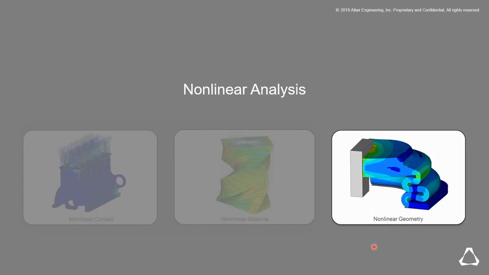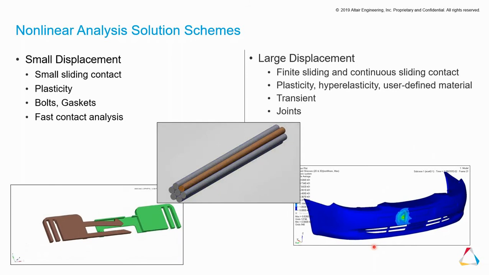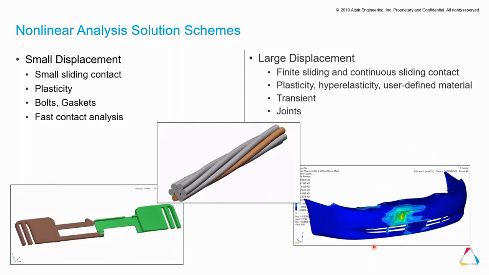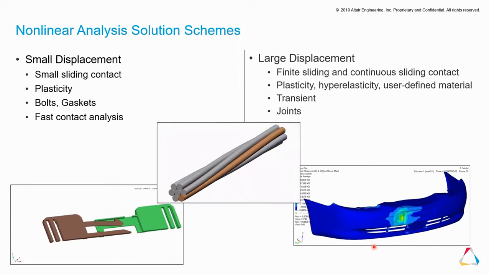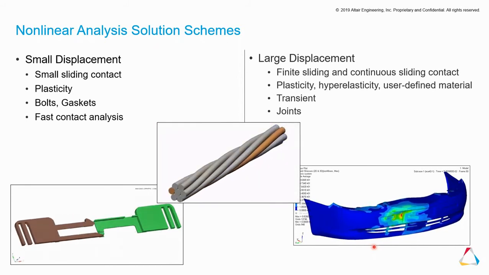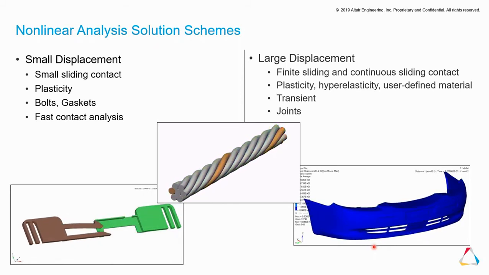So that brings us to the third element of nonlinear analysis, which is nonlinear geometry. And essentially, most of what we discussed in terms of contacts and materials applies to both small and large displacement formulations. Additionally, on the large displacement side, we also support hyperelasticity. We also support joints as well as transient analysis. And you can see that depicted through the animation on the lower right-hand side of your screen, where we showcase a low-speed bumper impact problem using a nonlinear transient type of analysis.